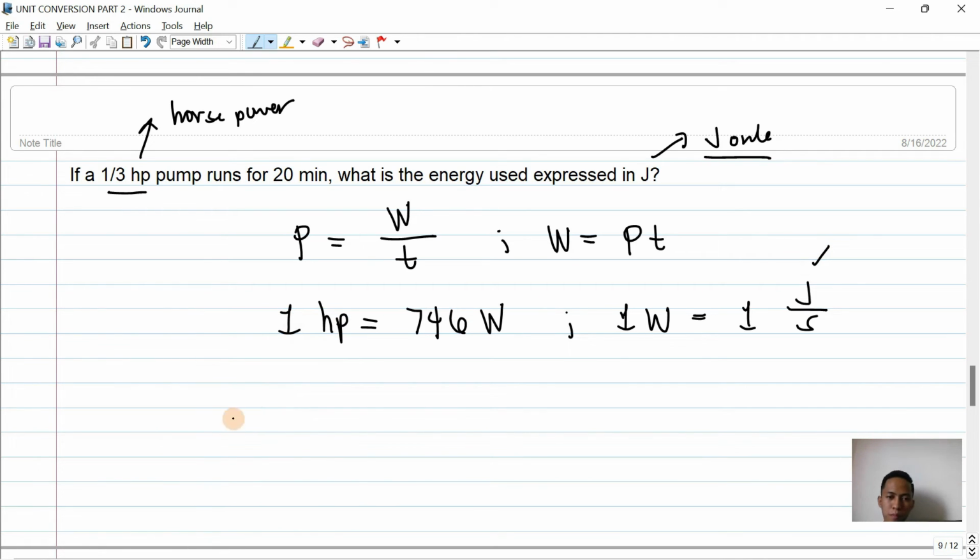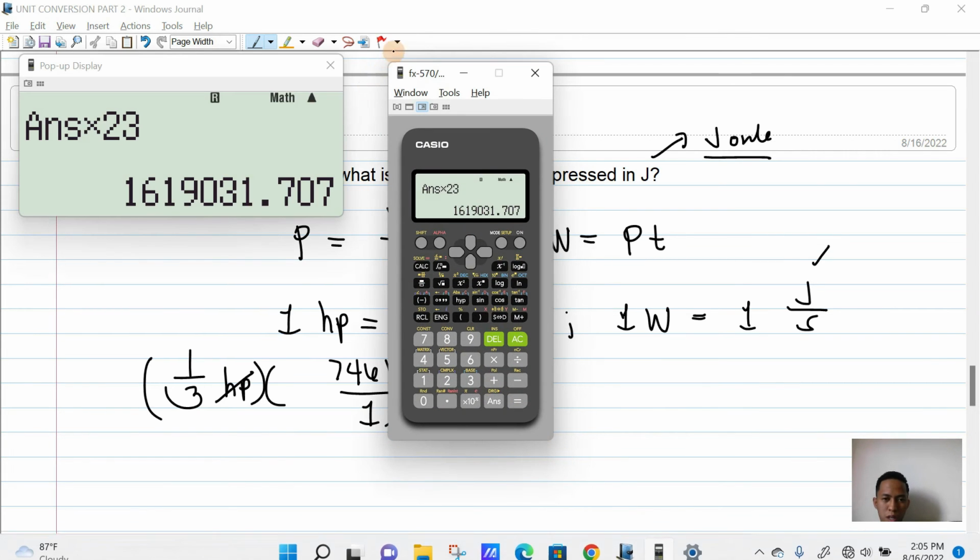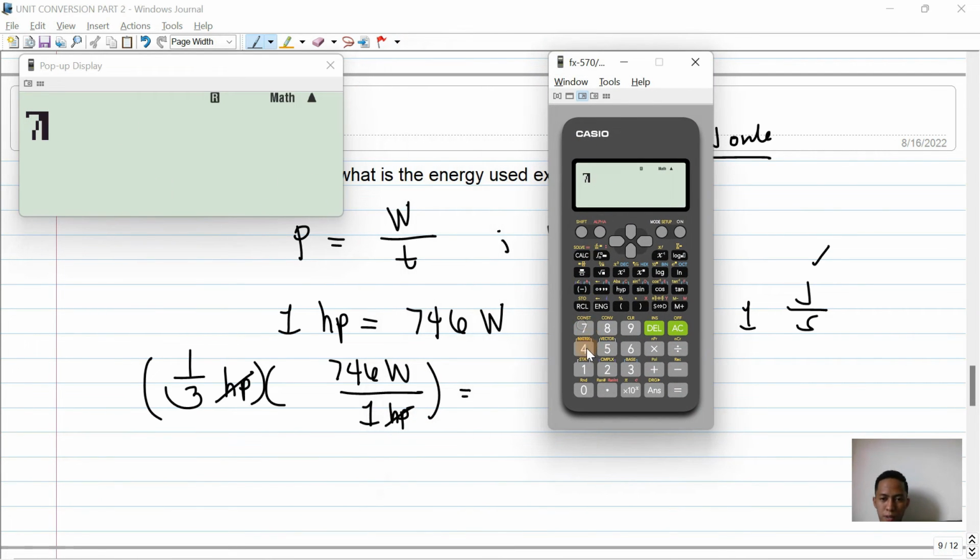So yung ating conversion is 1 HP per 746 watts. So therefore, yung 1/3 HP, okay, multiply lang natin siya guys sa 746 watts per 1 horsepower. Okay, so horsepower will cancel out and gives us 746 watts divided by 3. So it will convert our power. So that is 746 divided by 3.